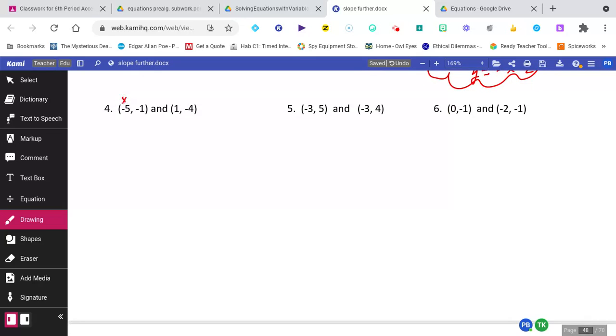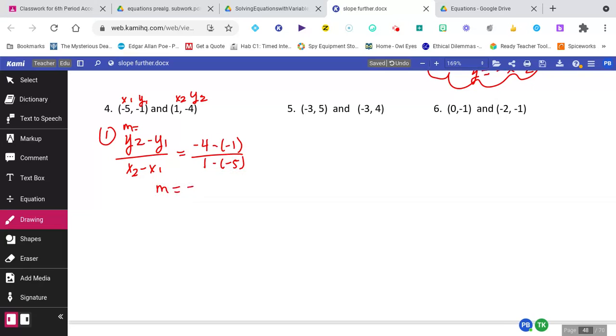All right, here you have x sub 1, y sub 1, x sub 2, and y sub 2. I don't see an x of 0, so I just have to use my slope formula to find m, which is my slope. The second y is -4 minus the first y, which is -1. The second x is 1 minus the first x, which is -5. So m is equal to -3 over 6. And I'm going to simplify that. So that's -1/2, guys.